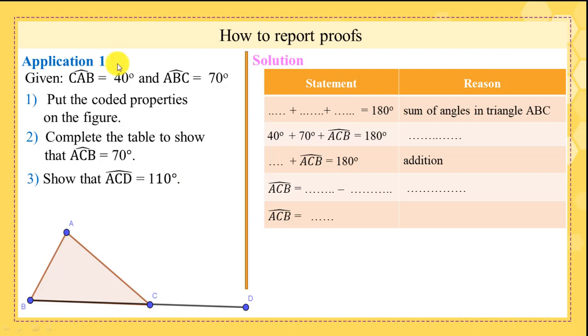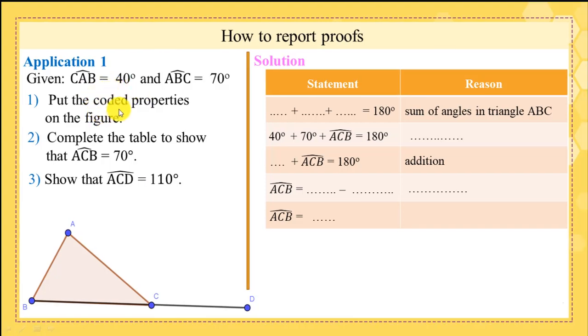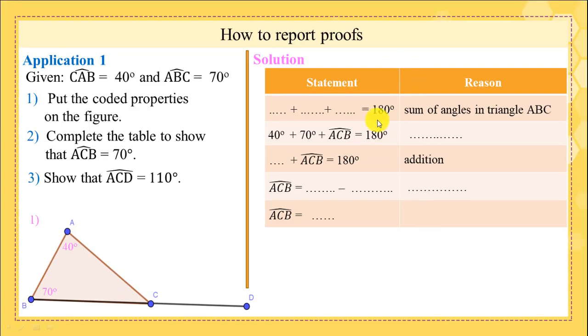Solution. First, we have to put the coded properties. We know that the coded properties are from the given and if there is something clear from the figure. We have CAB equal 40 and ABC equal 70. 2. We have to complete the table to show that angle ACB equals 70 degrees. Angle ACB, this angle is equal to 70 degrees. Sum of angles in triangle ABC. We have angle B, angle A, and angle C.